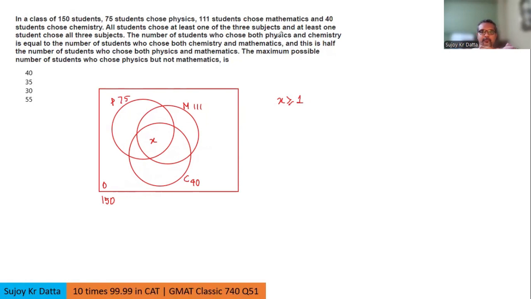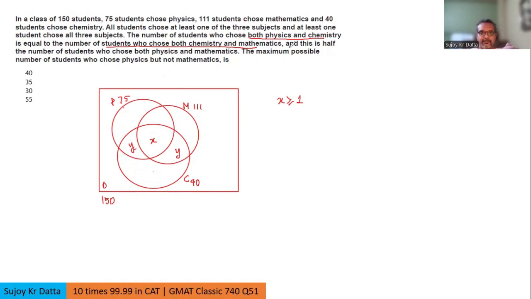The number of students who chose both physics and chemistry, so both physics and chemistry means these two, this one and this one, is equal to, let's just make that region a little bigger. So both physics and chemistry is equal to both chemistry and math. So that means if this is y, then this also has to be y, right?